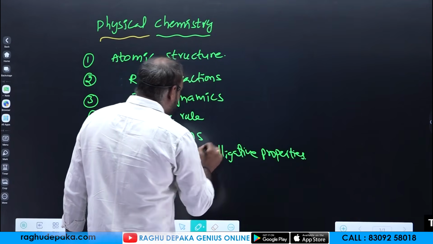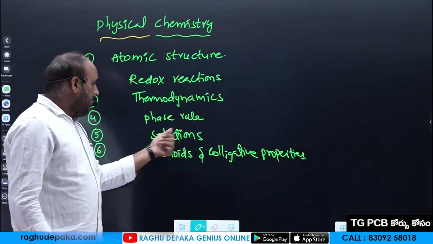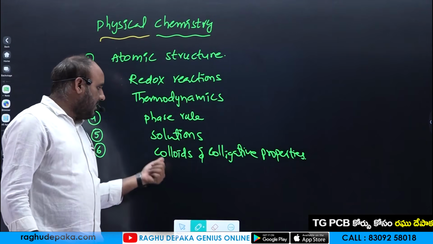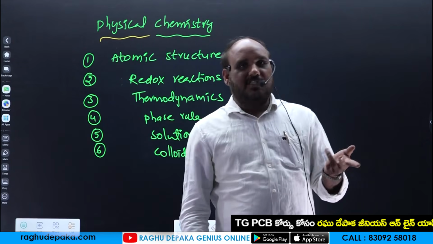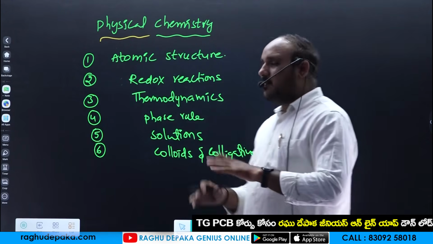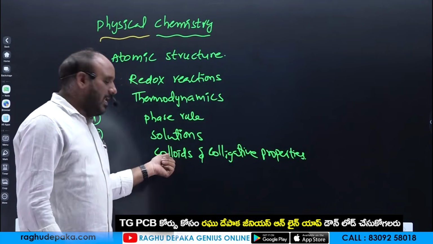Right. So colloids will be a separate chapter, and colligative properties. Whenever we are discussing solutions, what are the various types of solutions? True solutions will be there, colloids are there. How are we going to differentiate solutions and colloids, and what are the properties of colloids?